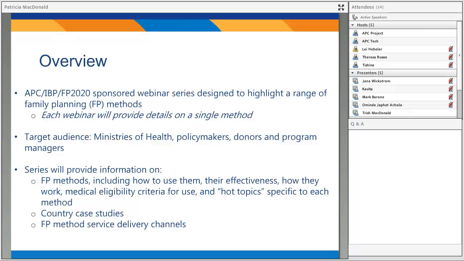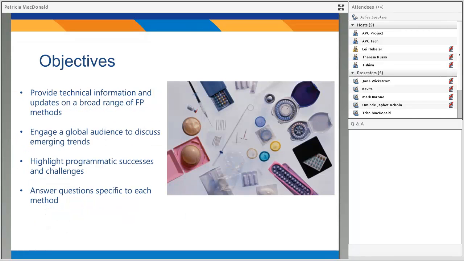Our target audience is ministries of health, policymakers, donors, and program managers, and I would even add implementers. This series provides information on each of the family planning methods, including how to use them, their effectiveness, how they work, medical eligibility criteria for use, and hot topics specific to each method. It also provides country case studies as well as information on family planning service delivery channels. The objectives of the series are to provide technical information and updates on this broad range of methods, engage a global audience to discuss emerging trends, highlight programmatic successes and challenges, and answer questions specific to each method.